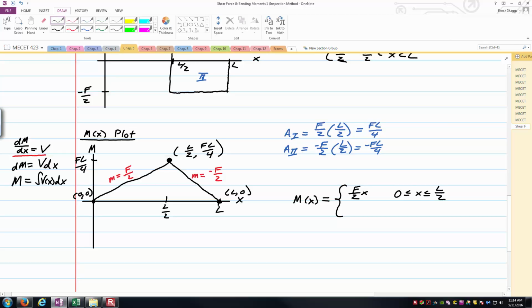The reason I'm putting less than or equal to on each of these is because the bending moment doesn't have any sharp discontinuities, so I know it's going to go straight into the point 0, 0, and the point L over 2, comma FL over 4.